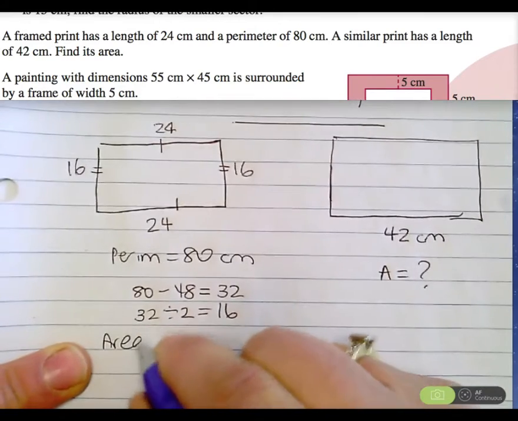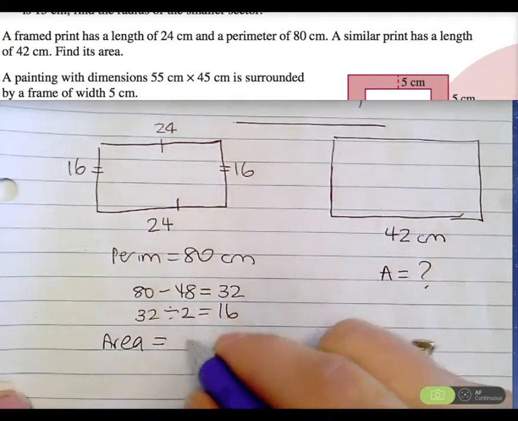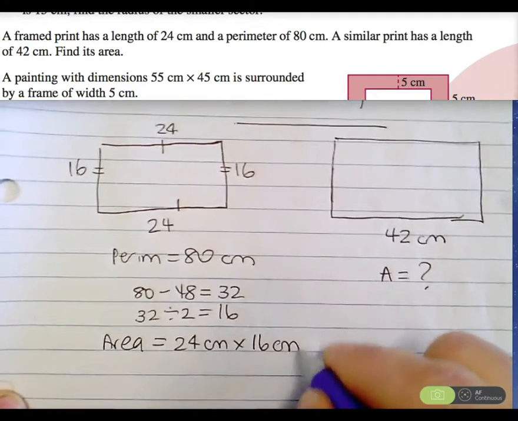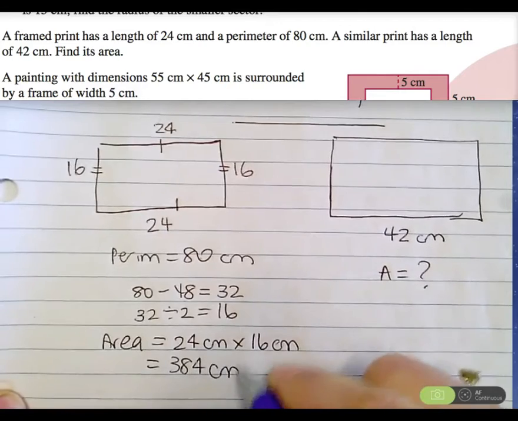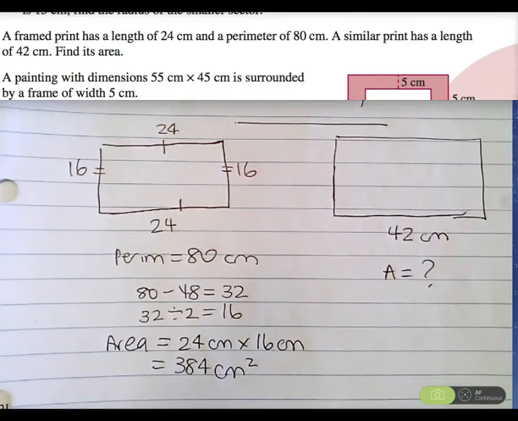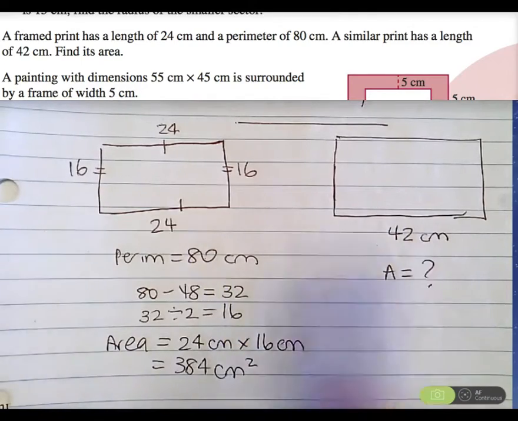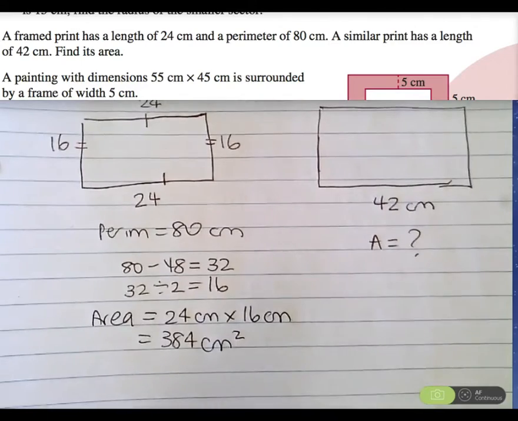So now you can work out the area of the smaller shape. This one will be the smaller one. Area is 24 centimetres times 16 centimetres, which is 384 centimetres squared. Now, before we can work out the area of this one, we do have some corresponding side lengths, and we can work out the ratio of lengths. Are we okay with that?